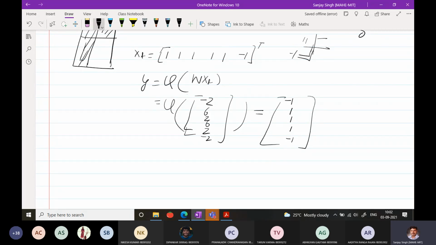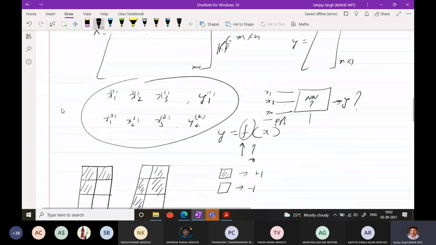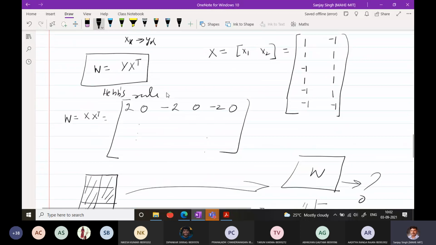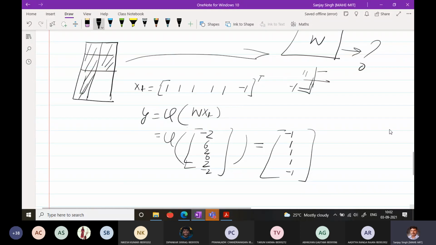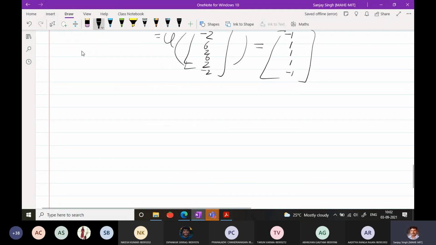Now the question comes: is this particular pattern similar to the X1 pattern or similar to the X2 pattern? How do I know this? Which one is correct? Because this is just a response. What I'm trying to say is that a partial or corrupted version of one of the training patterns was given to the system, and it has to find the original version.